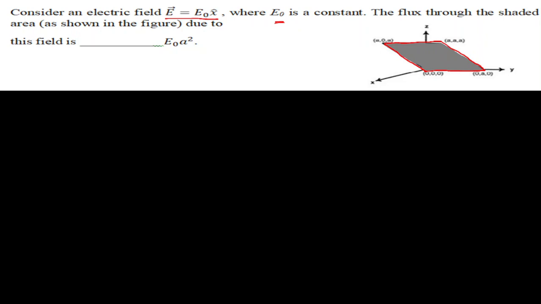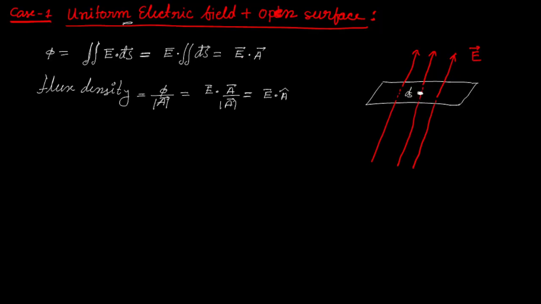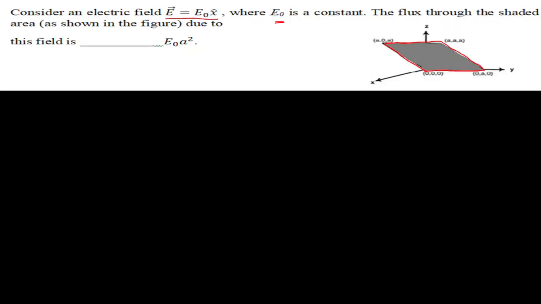So what we have to do is simply take the dot product of the given electric field and the total area of the given surface. But in this question, the total area of the surface is not given here. So first we have to calculate what will be the area of the given surface.